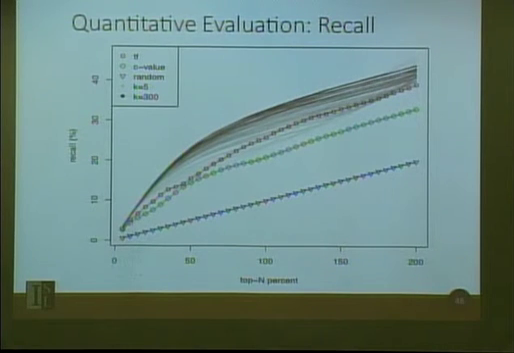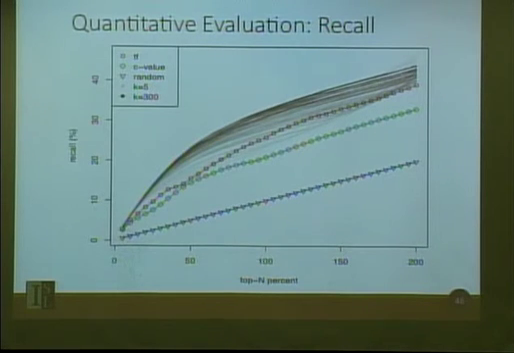For example, if n is 10, it means that we want to assess the first top 100 terms that are ranked by our algorithm. Out of this 100, how many CHV terms can be retrieved? And this is our evaluation.